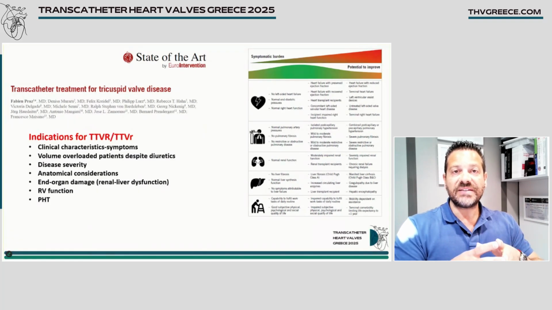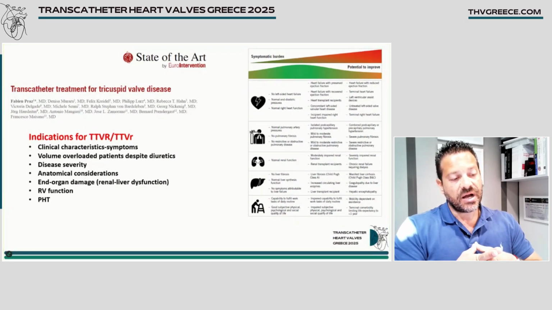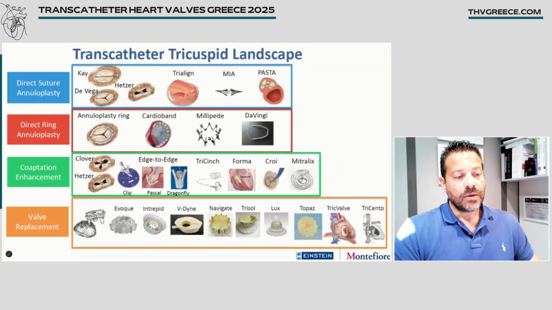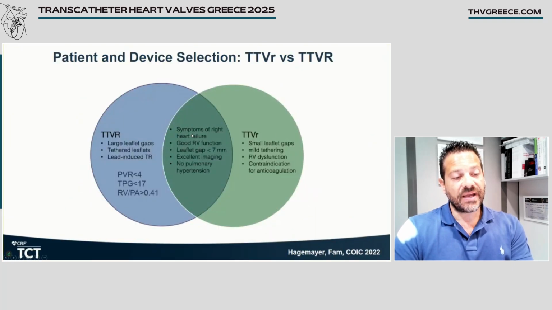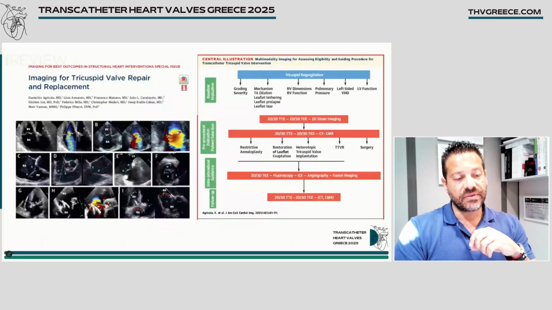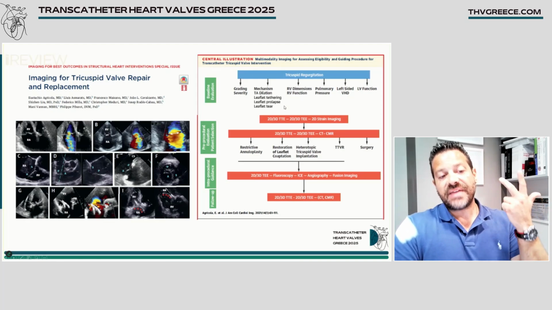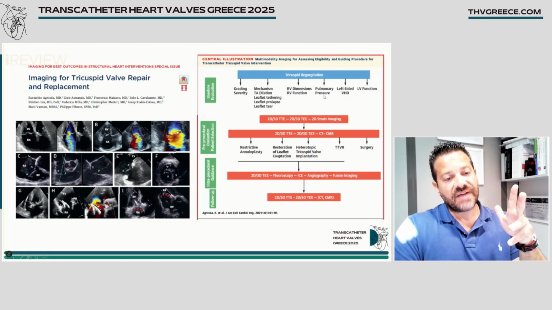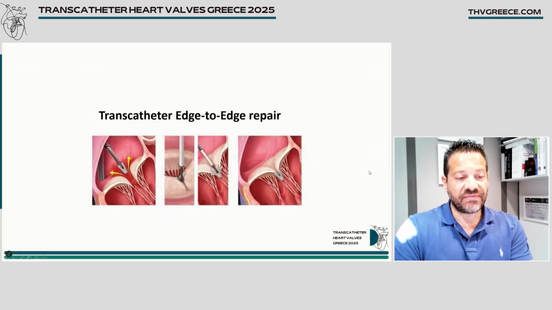We need to check the right ventricle. We need to check the pulmonary hypertension and organ damage, of course, for the liver or the kidneys. We have a lot of devices available at the moment for implantation or treatment, and we have an overlap of the indications for anatomic criteria for these patients. But we need at baseline, as we said before, to check the TR severity, the TR mechanism, the anatomy, the RV dimensions and function, pulmonary pressures, and the presence of left-sided valvular heart disease or LV function.